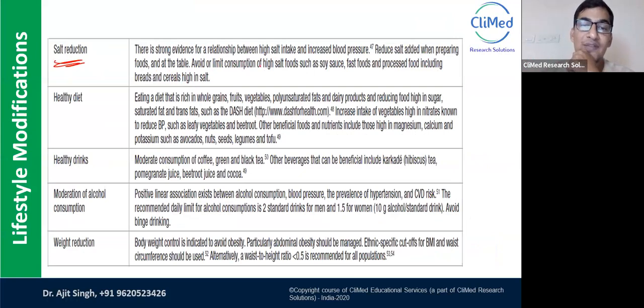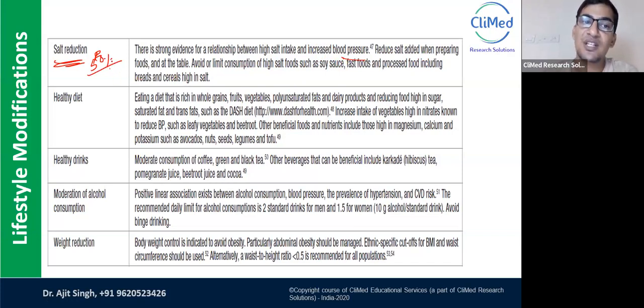There is strong evidence for a relationship between high salt intake and increased blood pressure. Definitely, that we all know. That is what the science says. So we can just reduce the salt. We can reduce the salt first by 50%. There is also a tapering reduction in the salt.